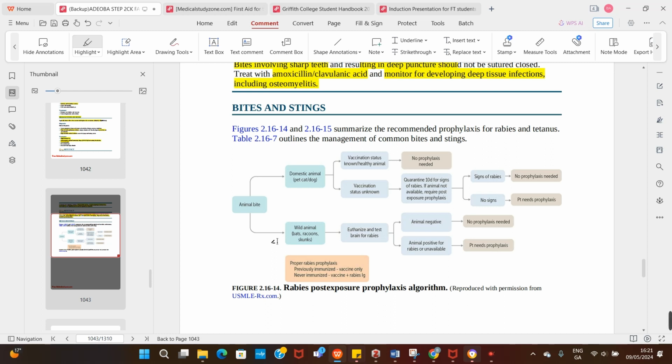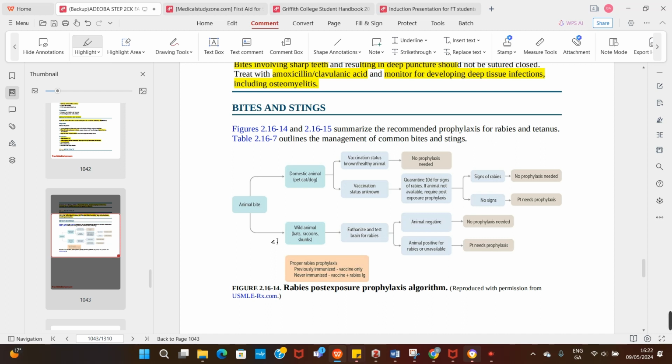But you ask the owner, is your dog vaccinated? The person said no, or, I bought it from somebody, I don't know the vaccination status of that dog. So what we are going to do, you are not going to kill the dog, please. This is a domestic animal. This is somebody's pet. So what we do is that we quarantine the dog for 10 days.